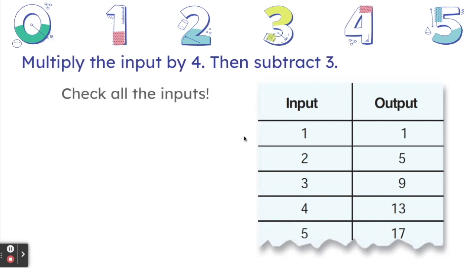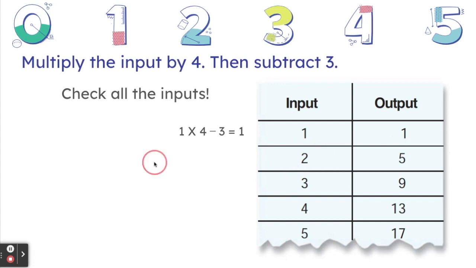Now we have to check all the inputs to make sure we found the correct pattern rule, the correct numbers and operations to put in that input-output machine. And then we can use that rule to predict the output for any input. So let's check our inputs. 1 times 4 minus 3 equals 1. That's correct, because 1 times 4 is 4. 4 minus 3 is 1. So our input and our output match what they're supposed to be.